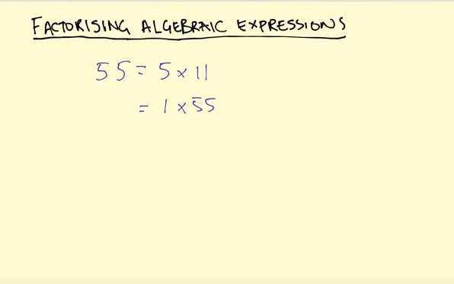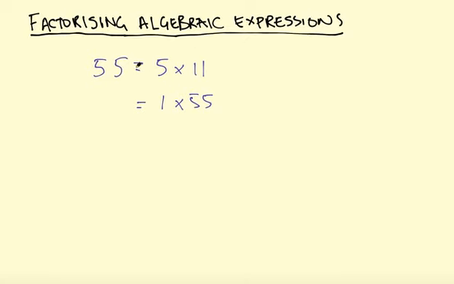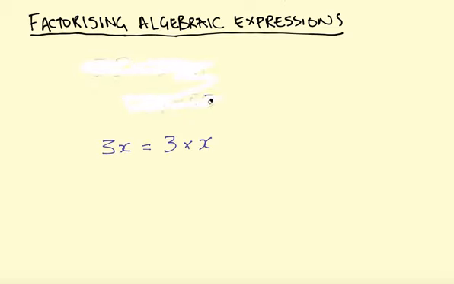You can also factorise algebraic terms. So if you have 3x, well, factors of 3x are 3 and x, so 3 times x. So that's factorising numbers and terms. And then if you have an expression, well, you need to take out the highest common factor. So let's have a look at an example. So let's say we have 3x plus 15.